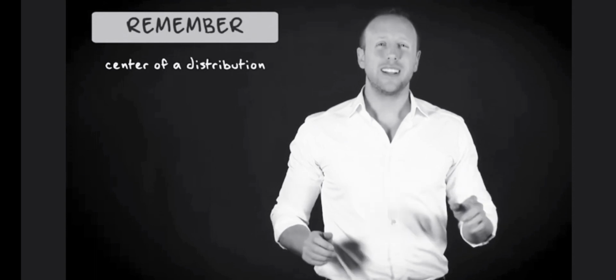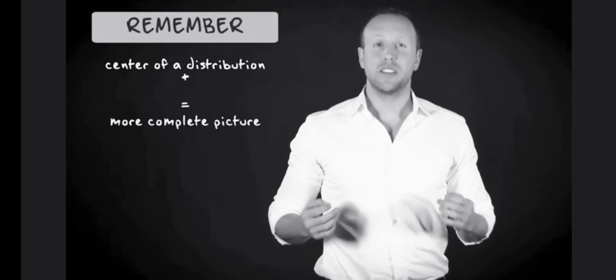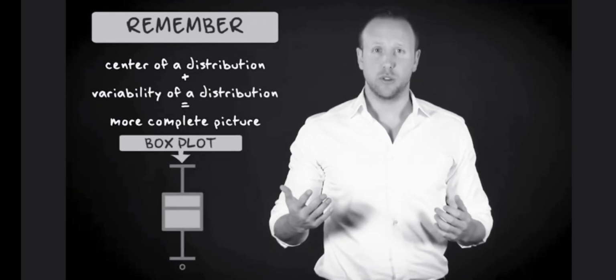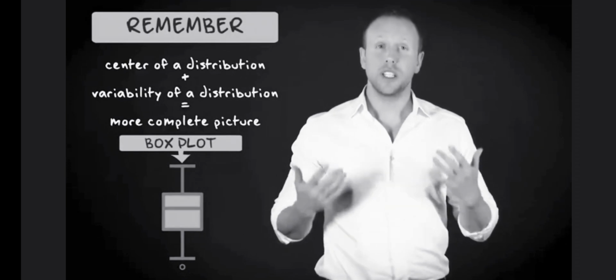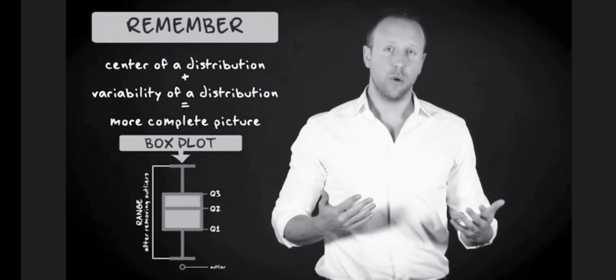So remember, the center of a distribution only tells you one part of the story. For a more complete picture, also assess the variability of a distribution. A box plot shows important aspects of a distribution in a compact way, using 3 quartiles, the outliers, and the range of the data after removing the outliers.